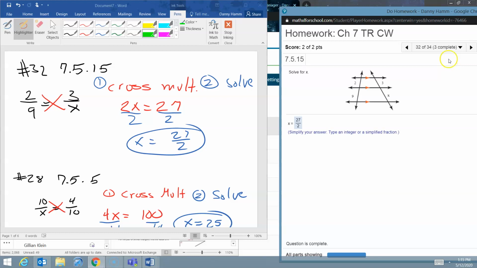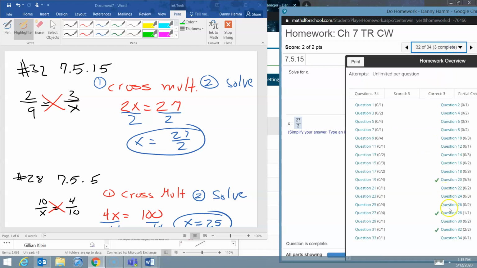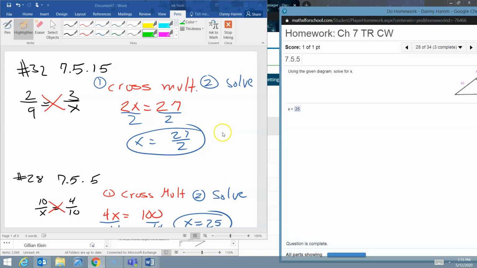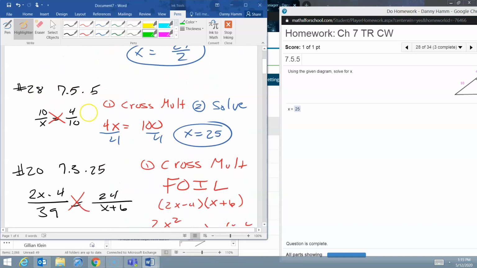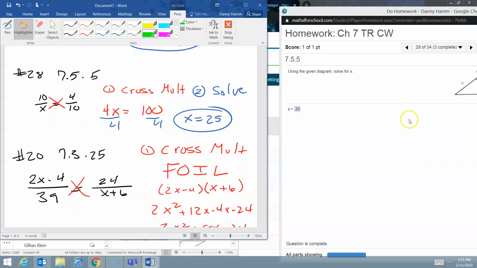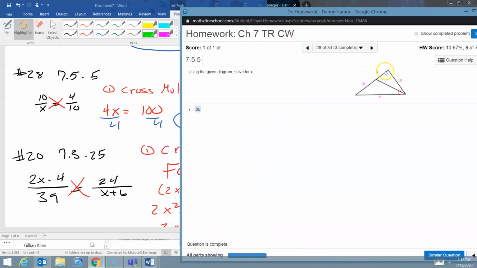On to the next, which is number 28. And this one, if it's a different number for you, it is 7.55. This one's very similar. We have this type of shape that we're looking at.